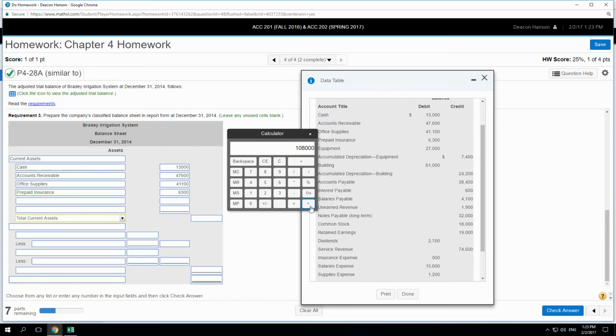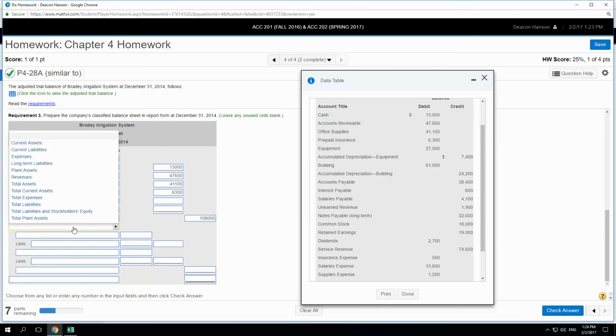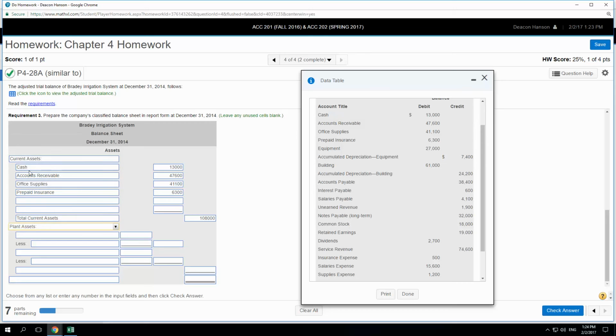Let's see how that works out. I got 108. You got different numbers than I, though. Okay. Then we're going to move down to what they call plant assets. They're not current assets. They're the fixed assets that last longer than a year, or that we're not going to convert to cash within a year. Okay, and that's going to end up being the equipment, one of them.